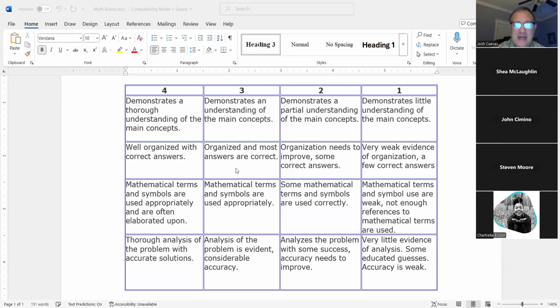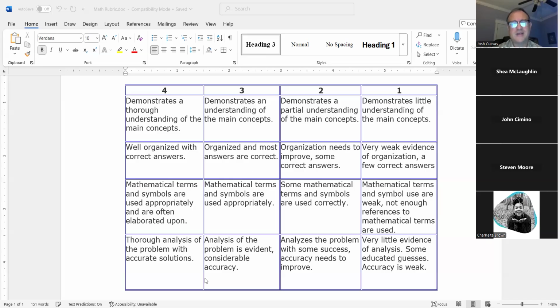There are some unlike things in the category. So if we're going to call this category main concepts, this category organization, this one terms and symbols, and this one analysis, organized and correct answers are two very different things. Something can be organized but have incorrect answers, or it could have correct answers but not be organized. So that's not a good plan to put those two things together, right? Because they're very unalike. So how do you grade something if it is organized but has incorrect answers or vice versa?